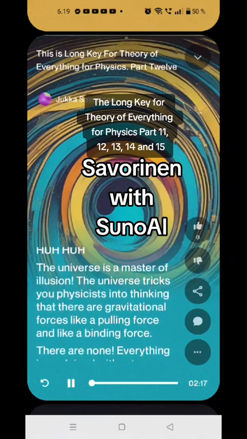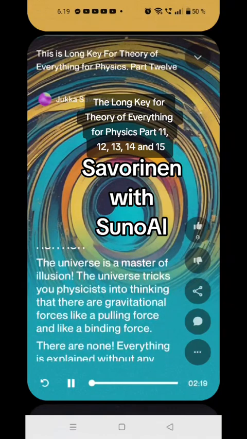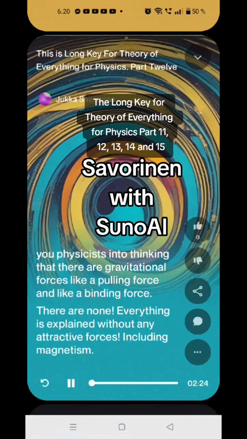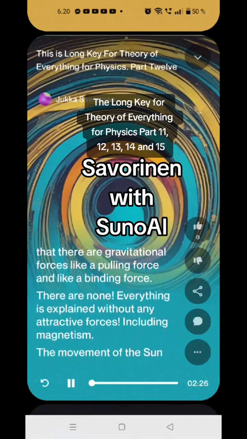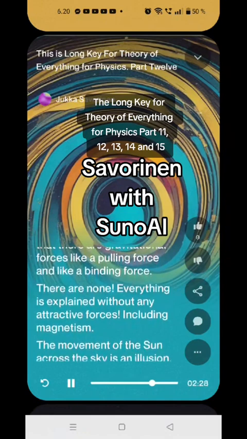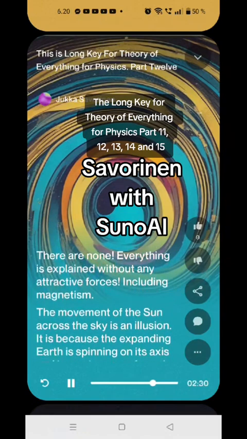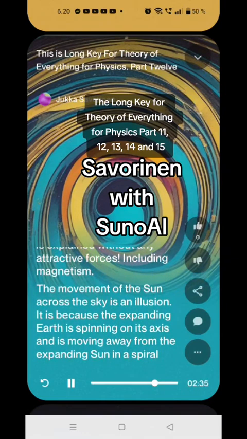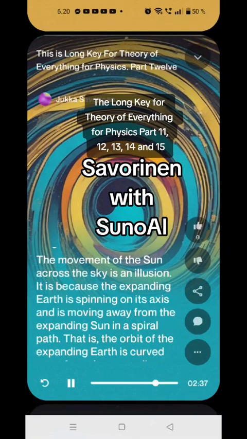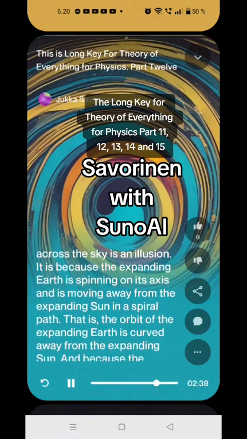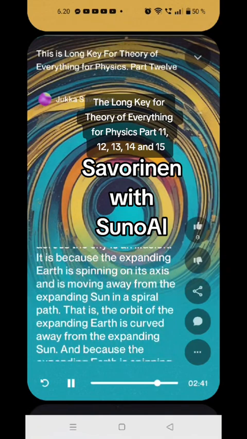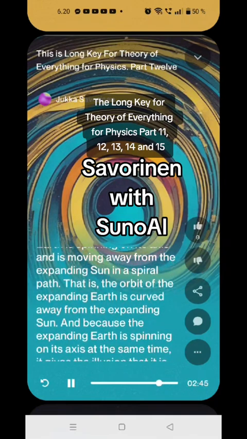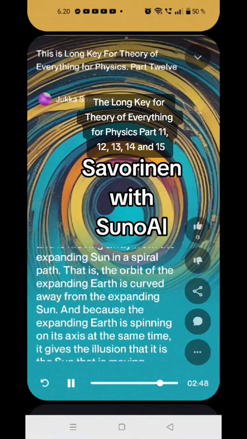The universe is a master of illusion. The universe tricks you physicists into thinking that there are gravitational forces, like a pulling force and like a binding force. There are none. Everything is explained without any attractive forces, including magnetism. The movement of the sun across the sky is an illusion. It is because the expanding Earth is spinning on its axis and is moving away from the expanding sun in a spiral path.